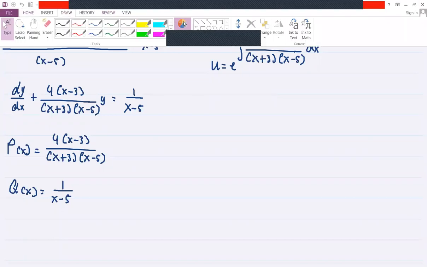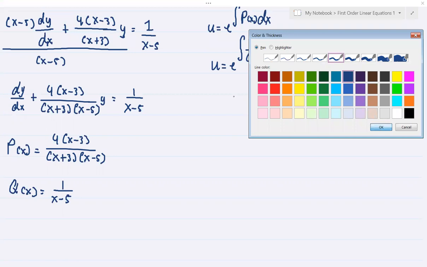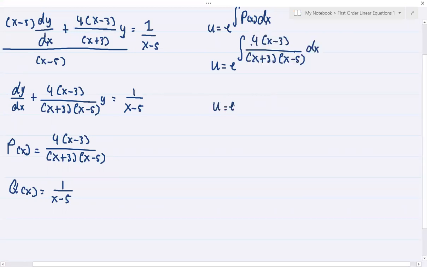So let's go. All right, so where was I? Your final answer is u is equal to e raised to 3 times ln of x plus 3 minus ln of x minus 5. And by the way, we can still simplify this one. First and foremost, do not put the exponent first. I can separate this one.